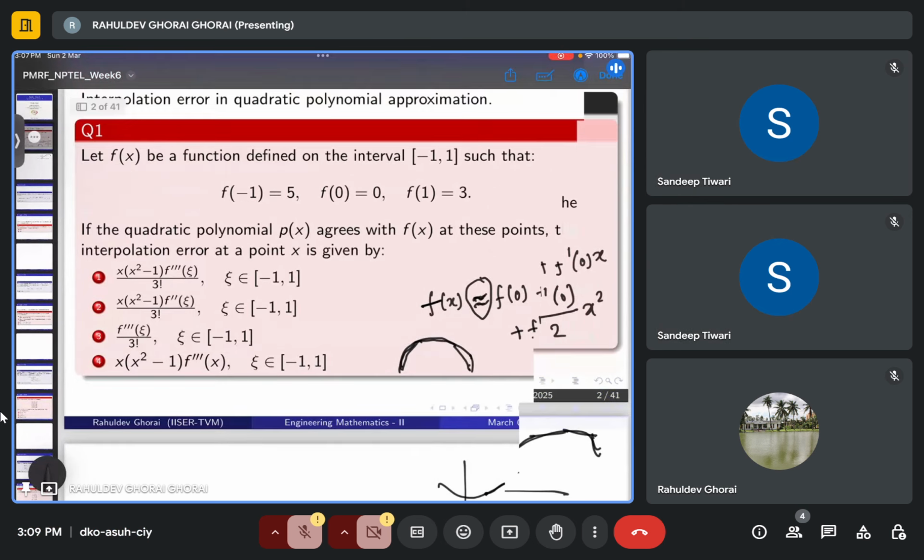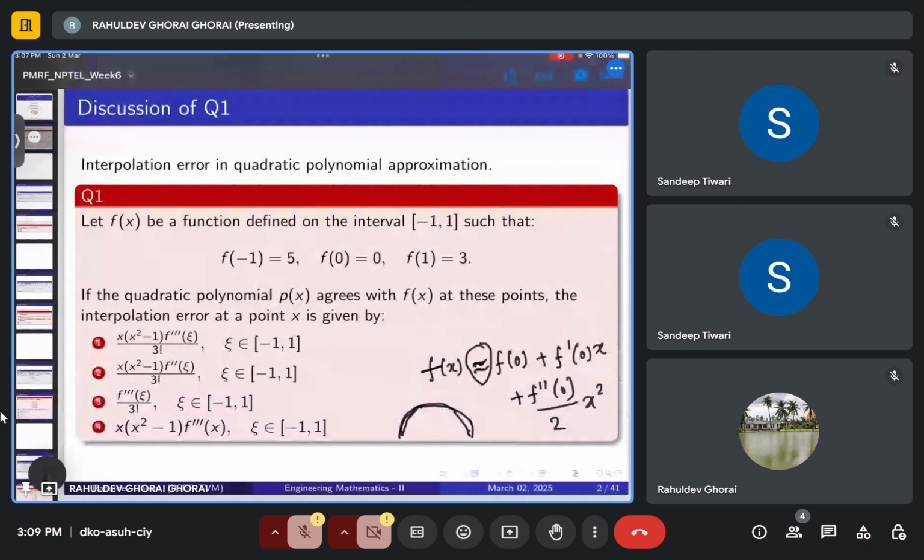How will you calculate that? Say 3 points are given: at -1 it is 5, at 0 it is 0, at 1 it is 3. This is the interpolation error.